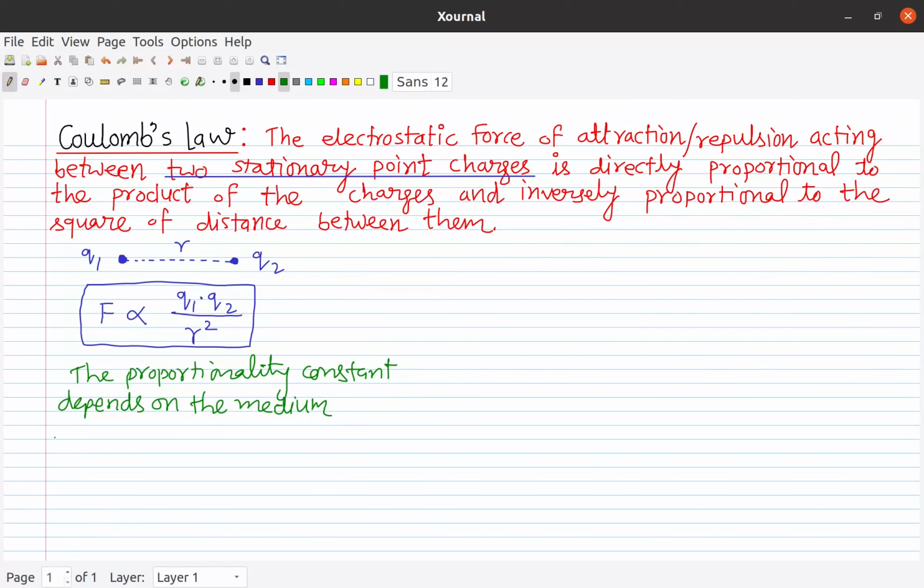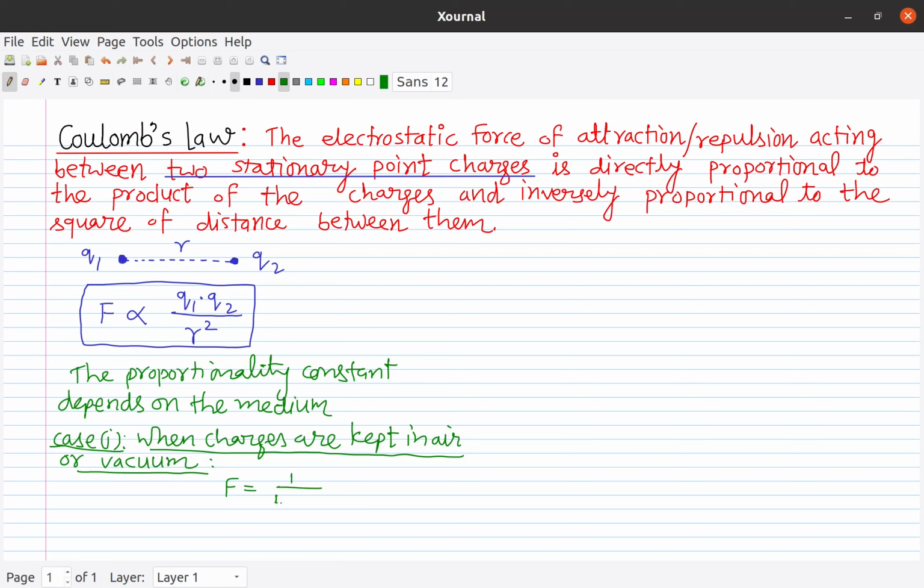So we can consider two different cases. Case 1: when charges are kept in air or vacuum. When the charges are kept in air or vacuum, then the electrostatic force acting between two charges is maximum, and the proportionality constant you write as F equals 1 over 4 pi epsilon naught, q1 q2 divided by r square.